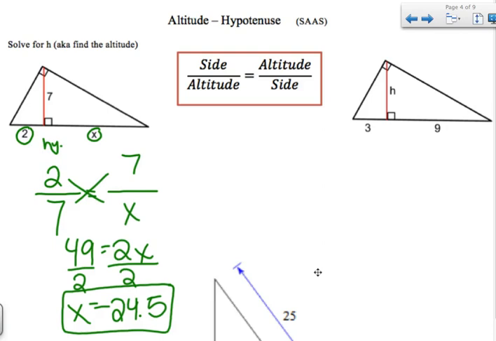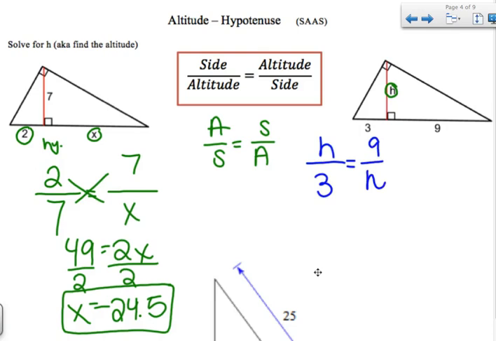Okay, all right, on this top right one, you are looking for the altitude, in this case h. So I'm going to be using side altitude, altitude side. Again, you could say altitude side equals side over altitude. It's just up to you however you think about it. So I'm going to try a different way. And I'm going to say the altitude over the side equals the side over the altitude. Okay, it's up to you. But you would get h times h, which is h squared, equals 27. Square root. Now I need to break down this square root over here.